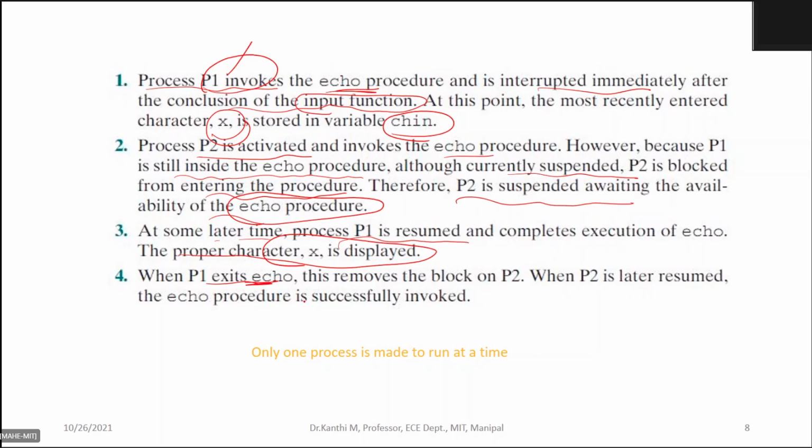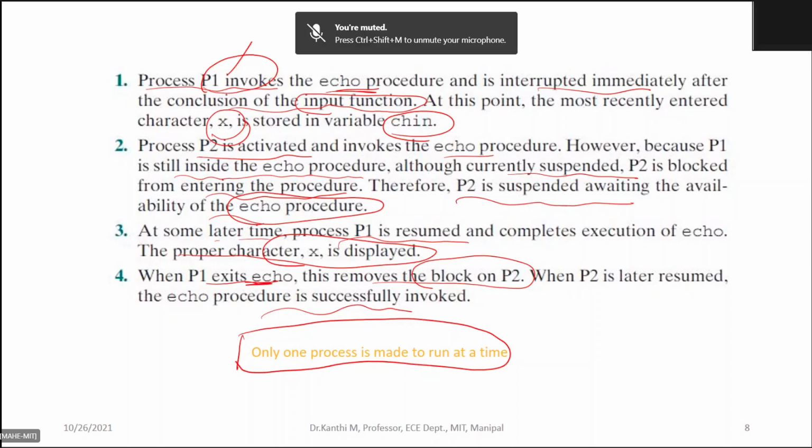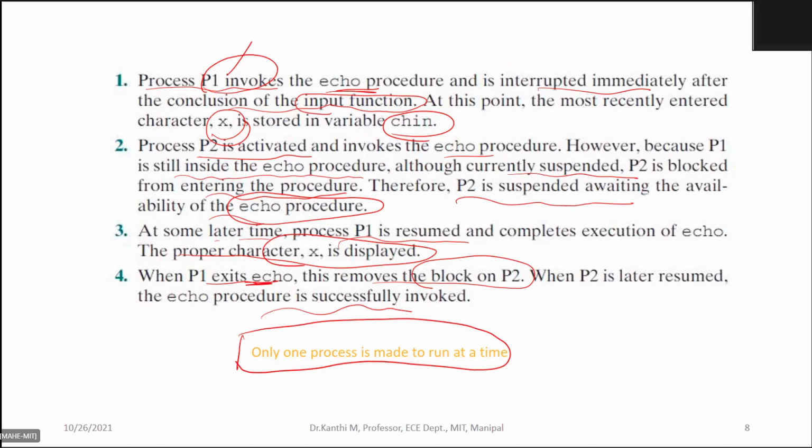So only one process is made to run at a time. It is as if you say, I'm using this, I'm holding it, even though I'm doing some other business, but I don't want to give it to you till I release it. This is a sort of agreement, so that you can avoid putting some error in the execution.